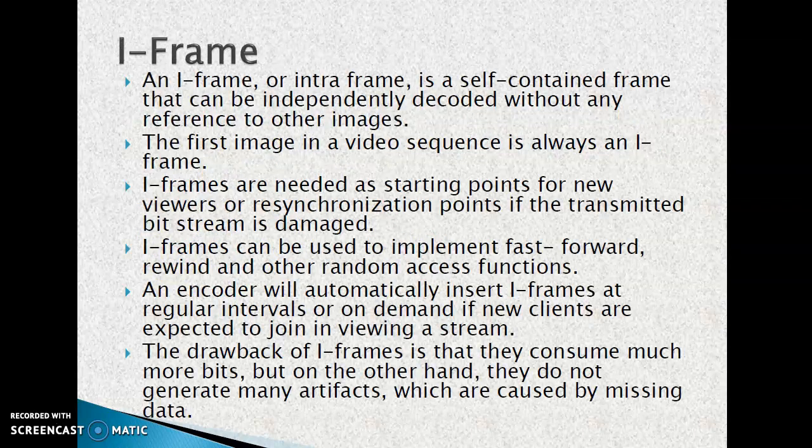An I frame or an intra frame is a self-contained frame that can be independently decoded without any reference to other images. That is, basically the first image in the video sequence is always an I frame. I frames are needed as a starting point for a new viewer or a synchronization point if the transmitted bit stream is damaged. I frames can be used to implement fast forward, rewind and other random access functions. An encoder will automatically insert I frames at regular intervals or on demand if new clients are expecting to join in viewing a system. The drawback of I frames is that they consume much more bits, but on the other hand, they do not generate many artifacts which are caused by missing data.